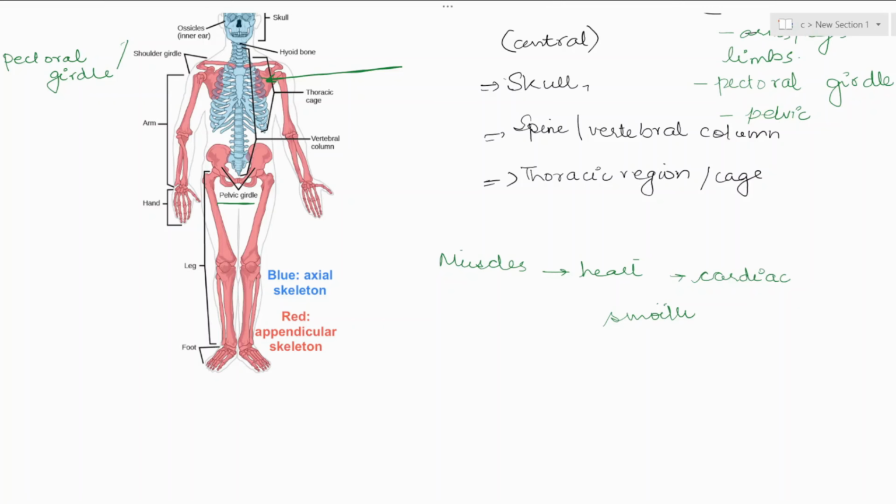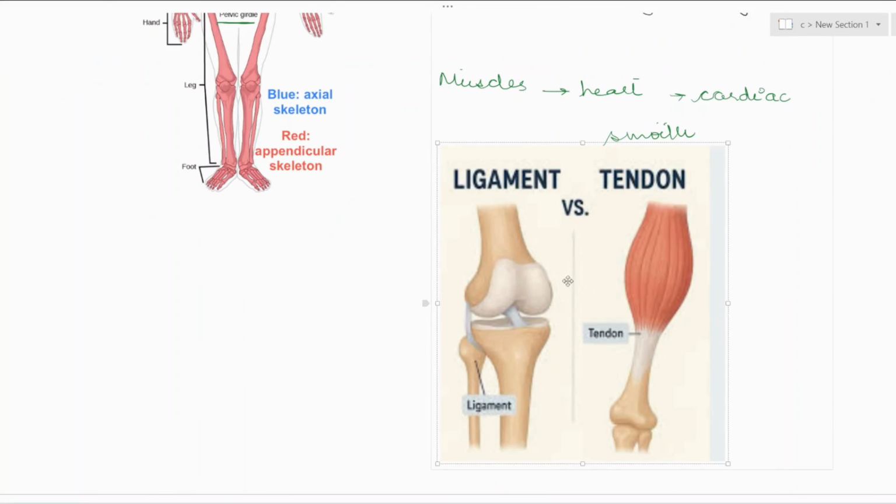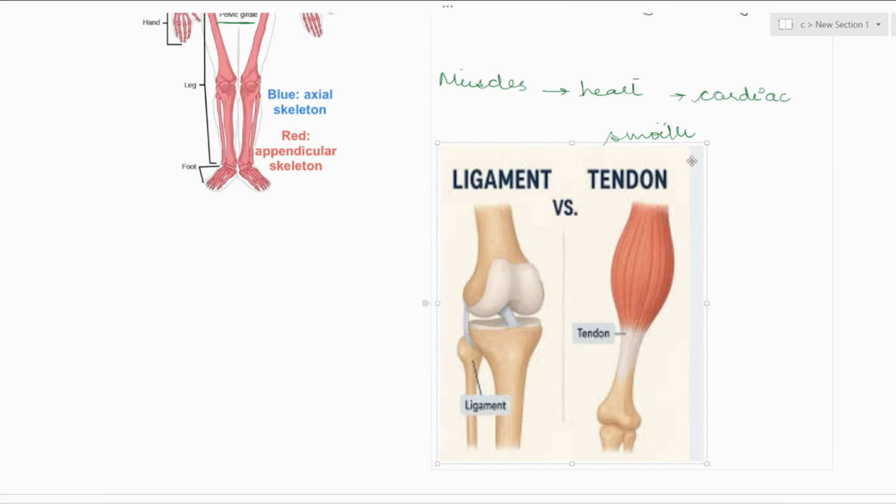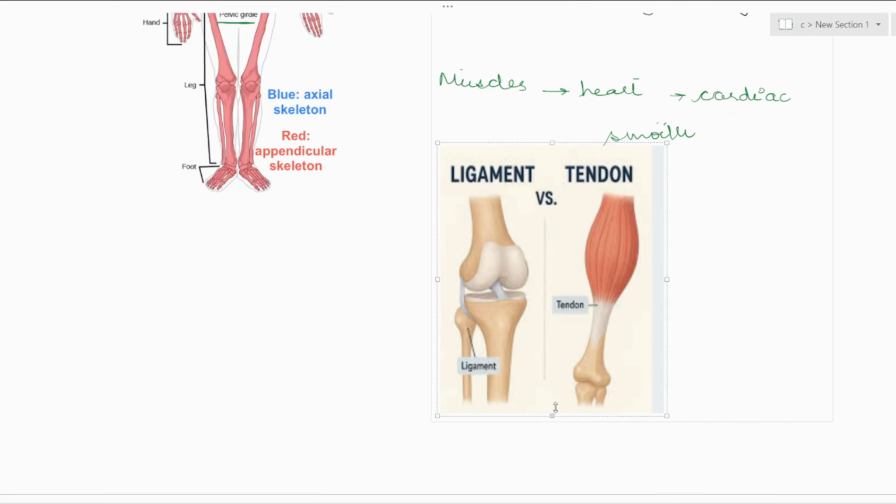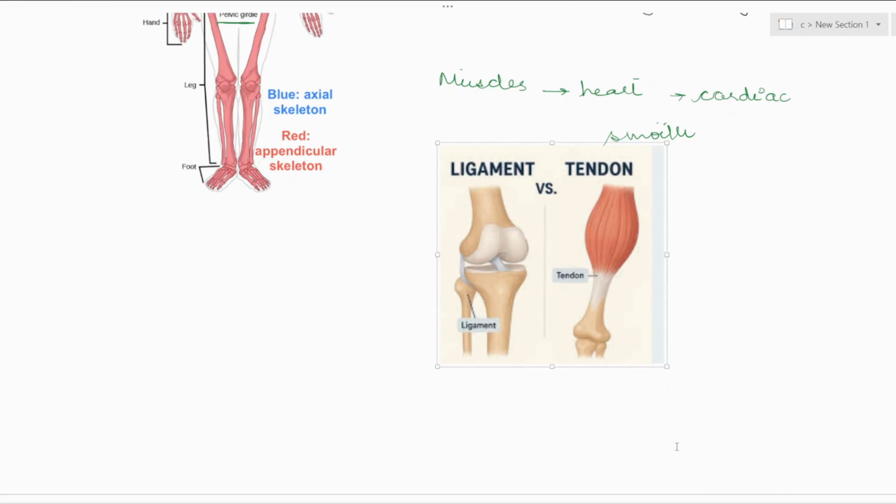Yeah, ligament. So if somebody faces a problem or injury, most of the time it's related to ligaments, which basically restrict the movement of their joints. Tendons and ligaments.